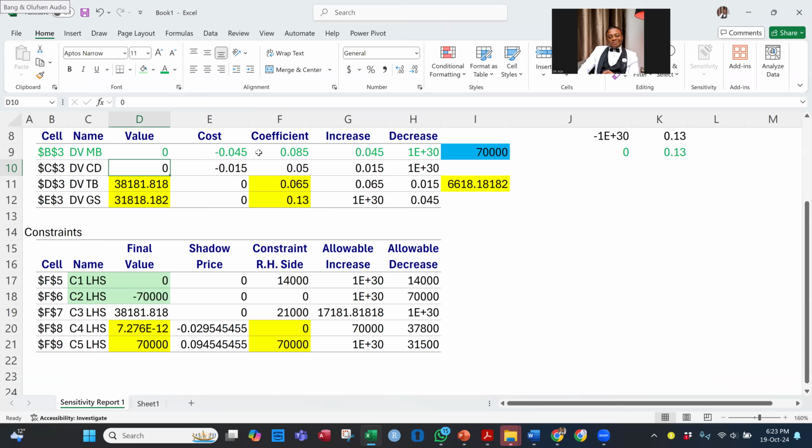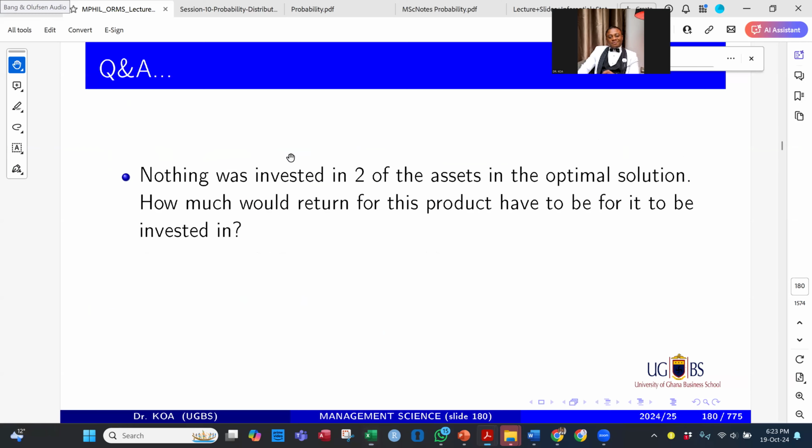Look at the interest rate. The coefficient tells you that one is 8.5, the other is 5%. That is why they are zero. That is why you didn't invest in them. Investment is zero. Now, what should be done to motivate Amma now to invest in them? That's what the question is saying.